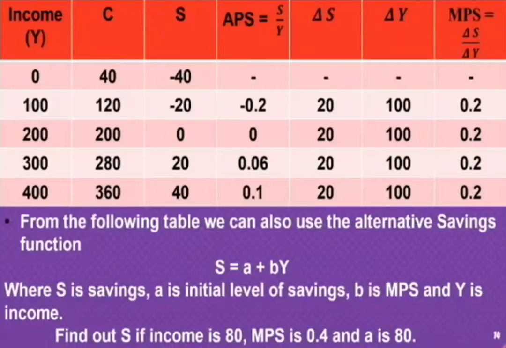So now, just like the previous equation given to you, I have another homework for you. You have to find out savings if the income is 80, if Y is 80, if MPS is 0.4 and A, or the autonomous level of savings, is 80, or the initial level of savings is 80. Using these details and this formula, do the homework and write down your answers in the comment section where we can compare your answers.